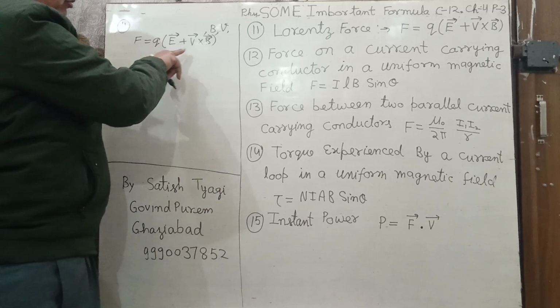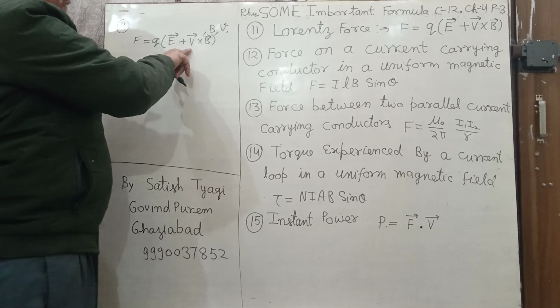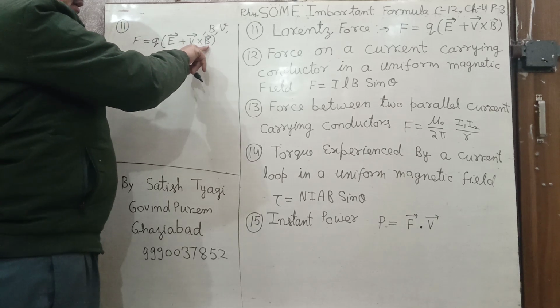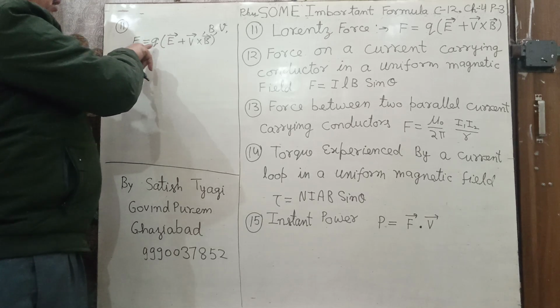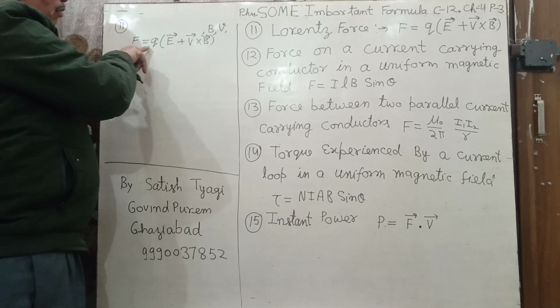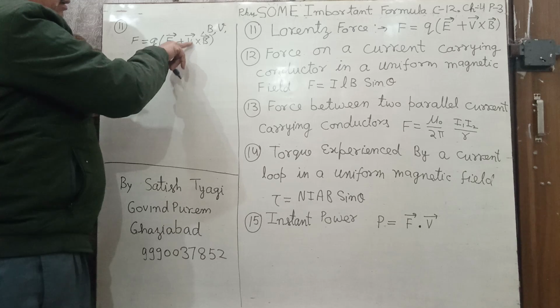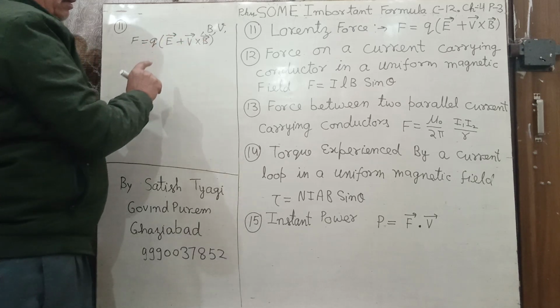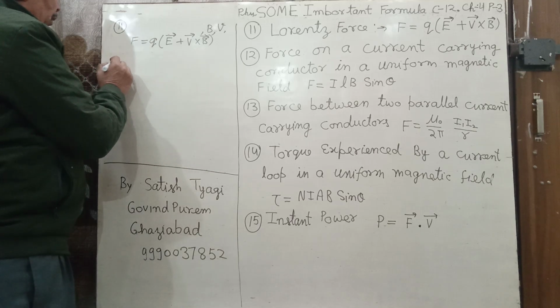If a charge is moving with velocity V in magnetic field B and electric field E, then the force on the charge is F equal to Q bracket vector E plus vector V cross vector B. Now I am telling you formula number 12.